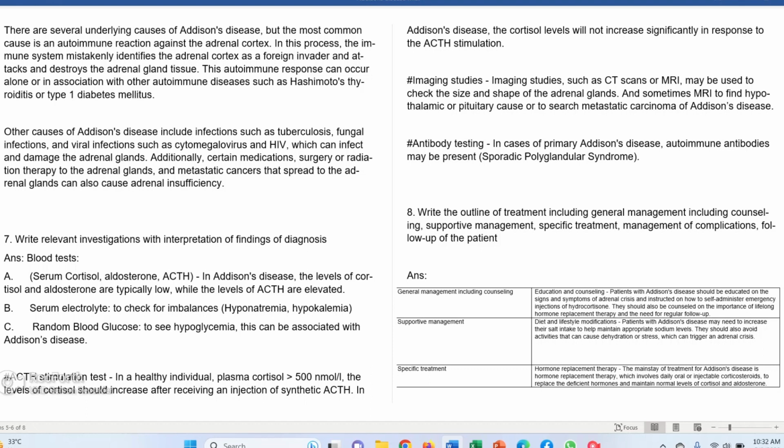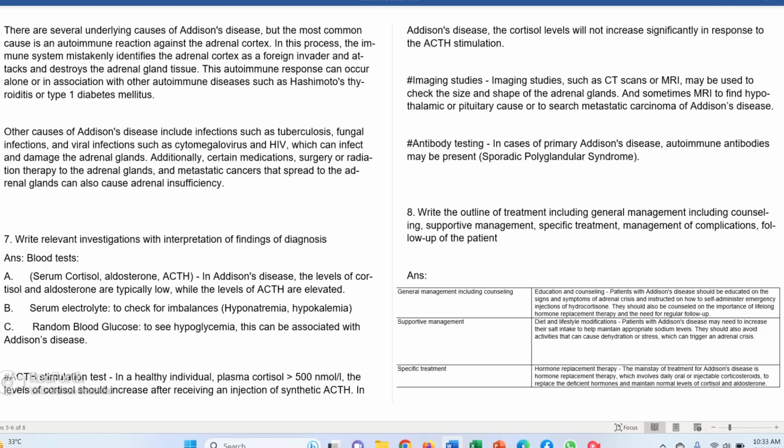Now, the outline of management, including general management and counseling, supportive management, specific treatment, management of complication, and follow-up of the patient. First of all, general management, including counseling and education. Counsel patients with Addison's disease on the signs and symptoms of adrenal crisis and instruct them how to self-administer an emergency injection of hydrocortisone. They should also be counseled on the importance of lifelong hormone replacement therapy and the need for regular follow-up.